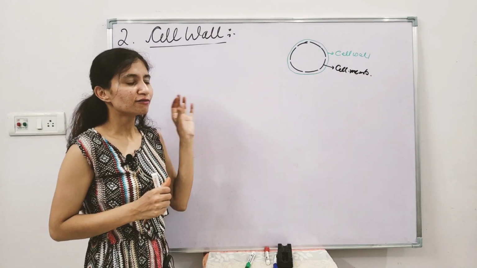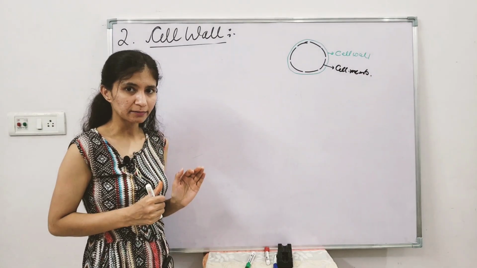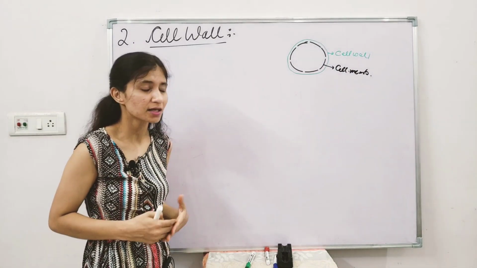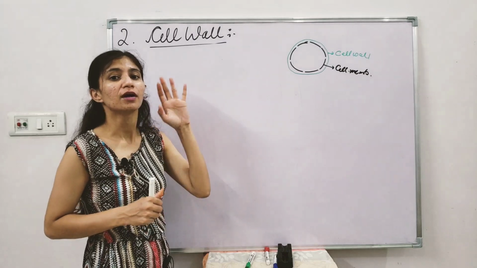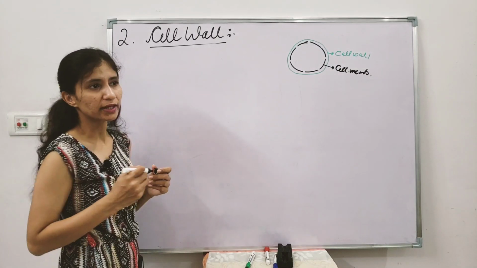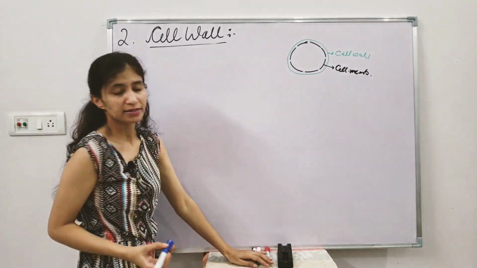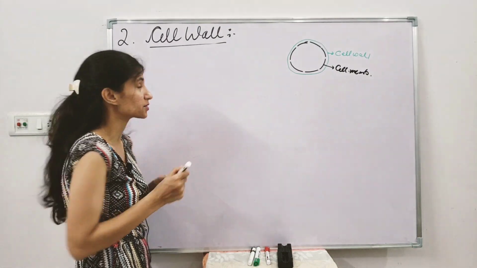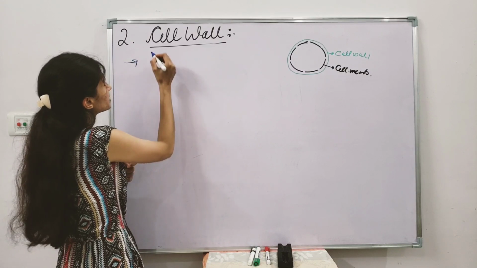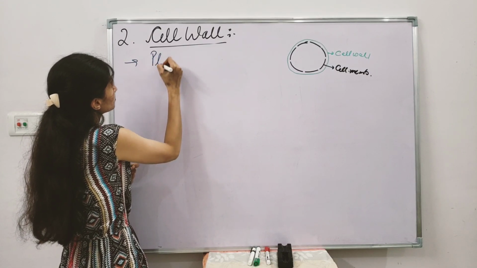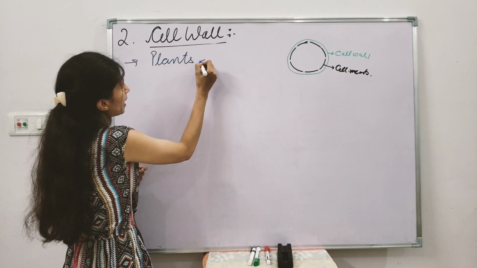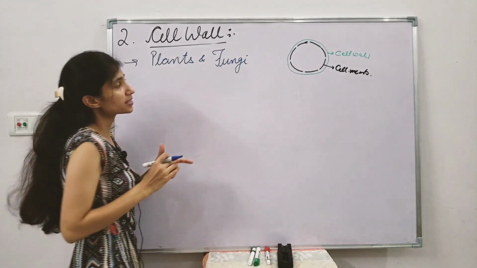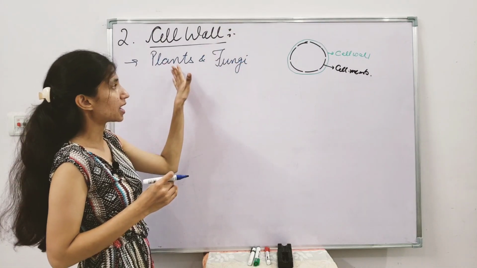Now we have to understand a very important thing: the cell wall is not part of animals. It is not present in animals, though it is a feature of eukaryotic cells. So which organisms contain this cell wall? The cell wall is mainly present in plants and fungi. So the existence of the cell wall is in plants and in fungi.